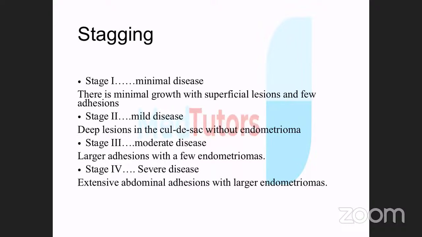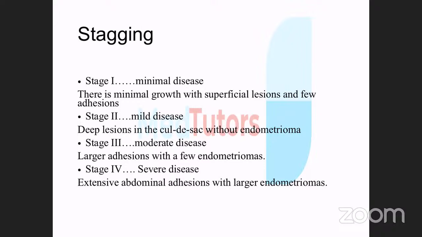So, how do you stage? This is the ASRM staging, the American Society of Reproductive Medicine staging of endometriosis. It has stage 1 to 4. Stage 1 is minimal disease, in which there's minimal growth, superficial lesions that are few, found on the peritoneal surfaces. That's stage 1, minimal disease. Stage 2 is mild disease, where you have superficial lesions associated with deep lesions in the pouch of Douglas, that's a cul-de-sac, with no ovarian endometrioma, which means no ovarian endometriotic cyst.